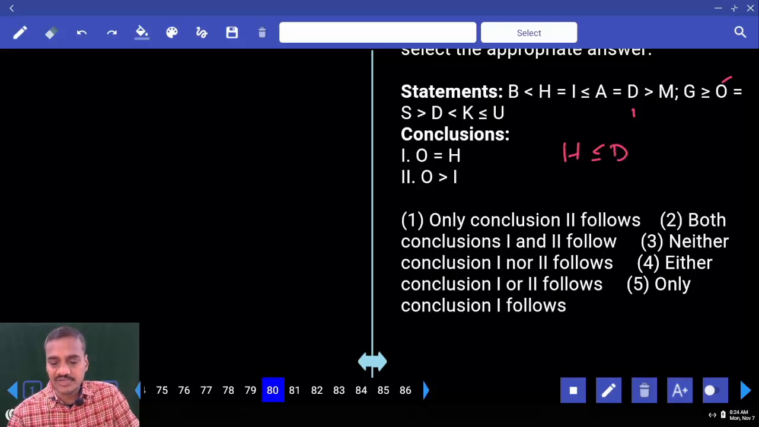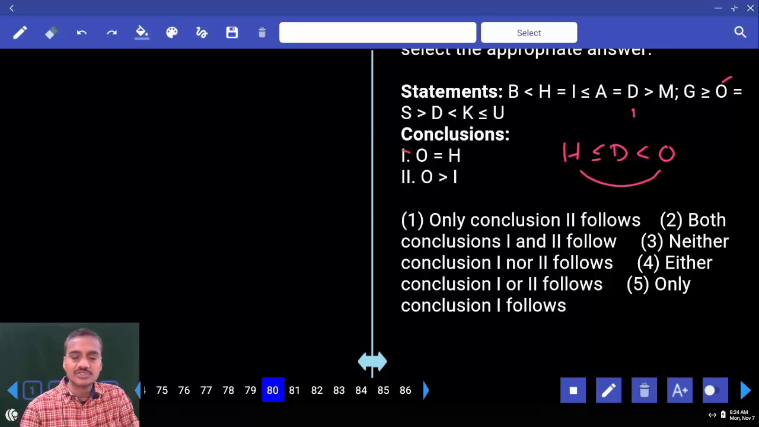And what happened here? O and D, O greater than D. That means D lesser than O. Now between H and O, what is the conclusion we have? H lesser than O is true. And equal to O is false.